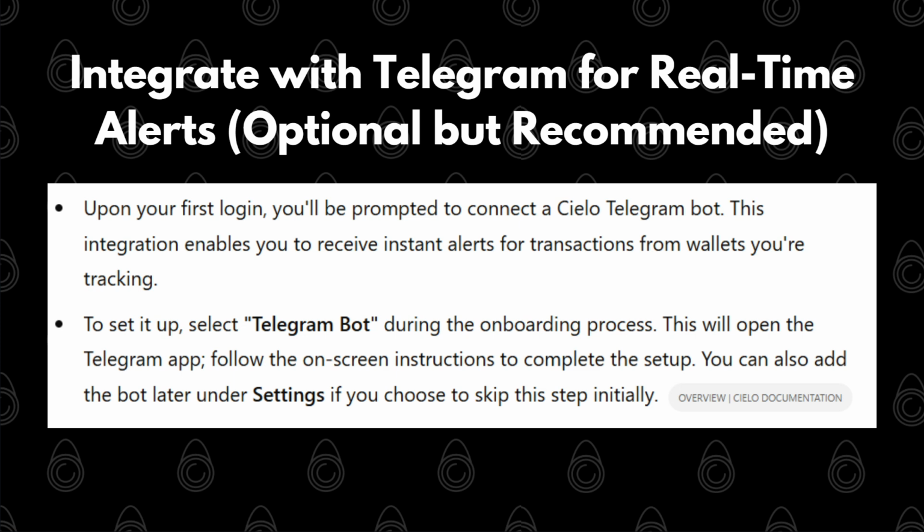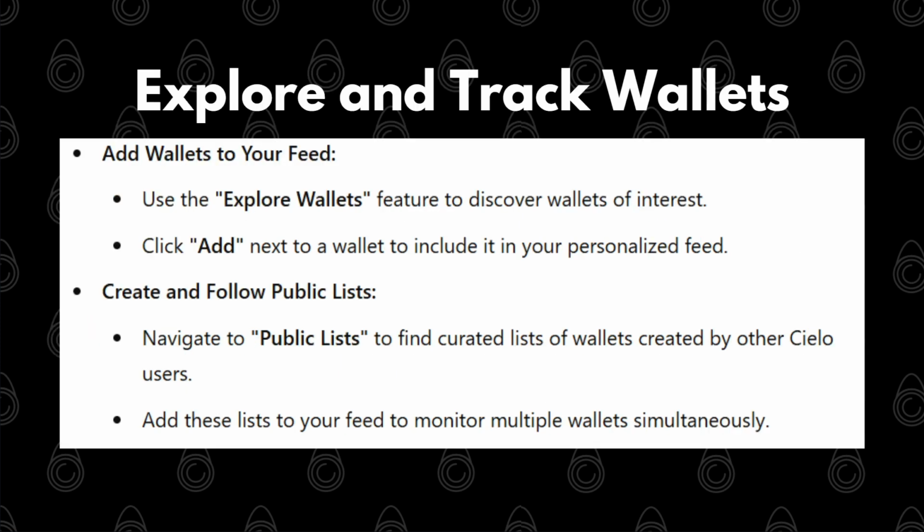And then, to explore and track wallets, you can add wallets to your feed by using the Explore Wallets feature to discover wallets of interest. Just click Add next to a wallet to include it in your personalized feed. And create and follow public lists. Just navigate to Public Lists to find curated lists of wallets created by other Shello users.